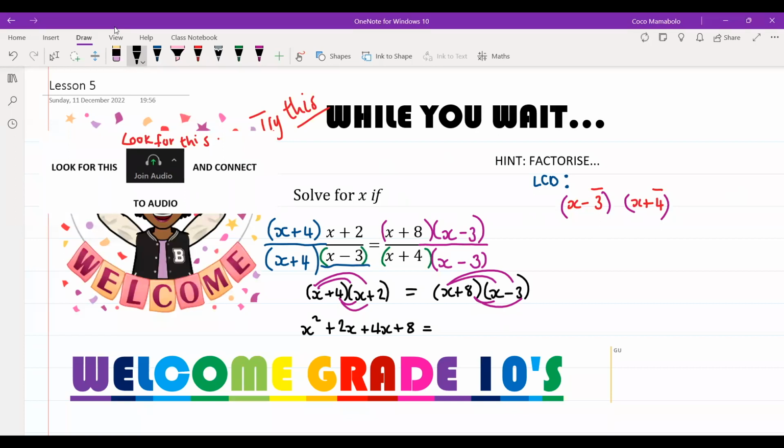Okay. And then on this side, I'm going to do the same thing. Top, bottom. x squared minus 3x plus 8x.